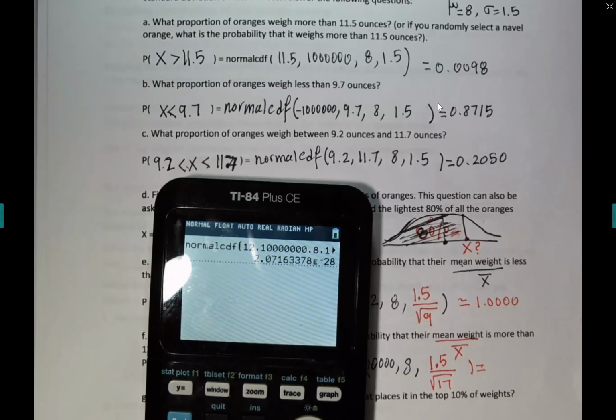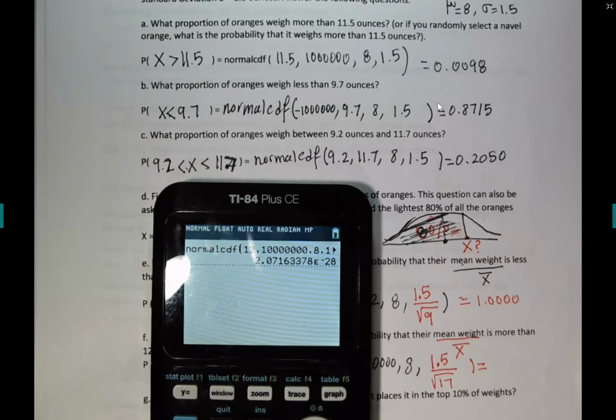Enter. And look what it says, guys. You have to pay attention to this. It says 2.07, and there is an E minus 28. No, we don't have to use a million. Use any number that is very, very large. Put 10 zeros, 15 zeros. Don't put 1,000. 1,000 is considered small in some cases. Just use as large as you can.